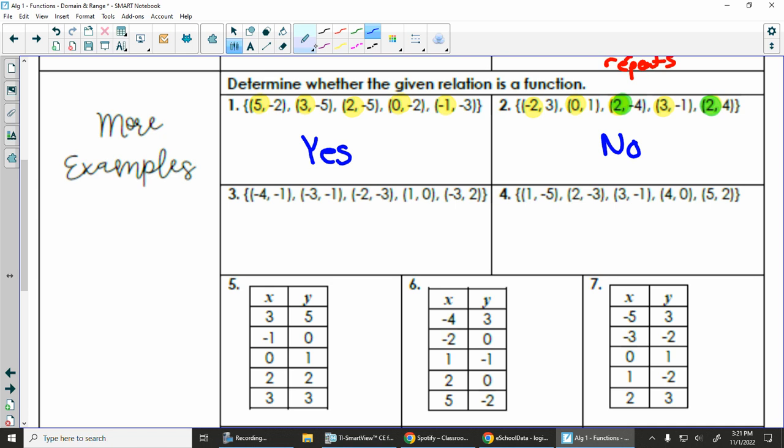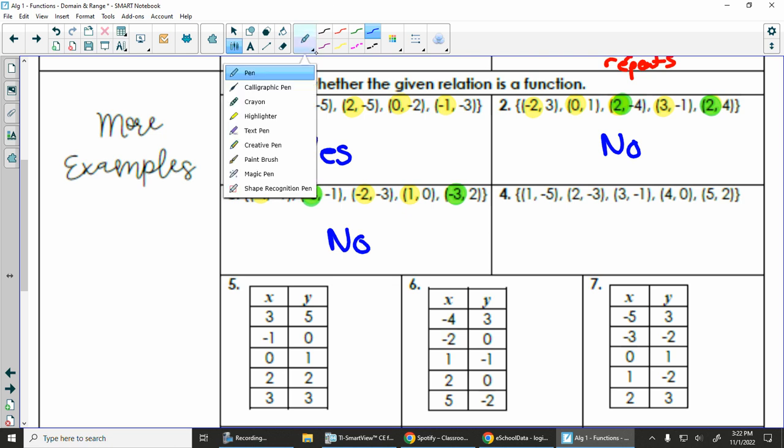Okay, so if we take a look at number 3, again, looking at my x's, x's only. You want to see if those x's repeat. So I have a -4, a -3, -2, 1. So far, so good. But then the last one is a -3 again. So here we have a -3 used twice. Once again, we are not allowed to do that. So this is not a function. No.